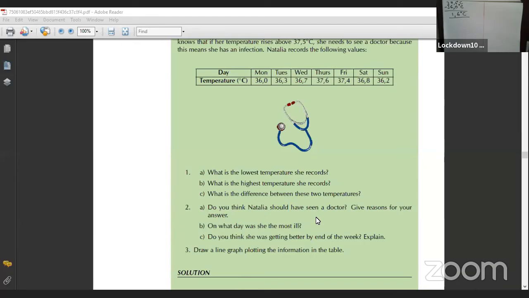Okay, let's move on to question number two. Do you think Natalia should have seen a doctor? Give reasons for your answer. What do you think, guys? Do you think Natalia should have seen a doctor? Why do you say yes or no, guys? It is either yes or no, not yes and no. Vicky? No, guys, it's not even close to corona.